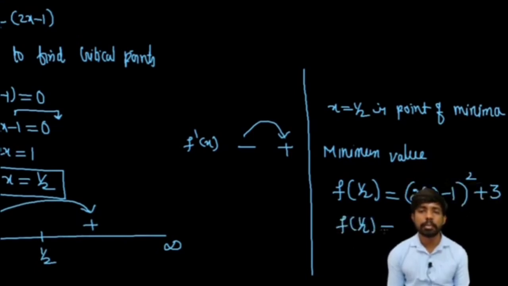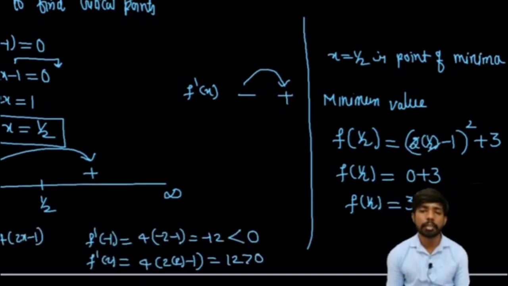So f of 1 by 2 is equal to: substitute 1 by 2 in place of x. 2 cancels, 1 minus 1 is 0, 0 plus 3. So f of 1 by 2 is equal to 3. So the minimum value we have is 3. And that's all. This is the solution.